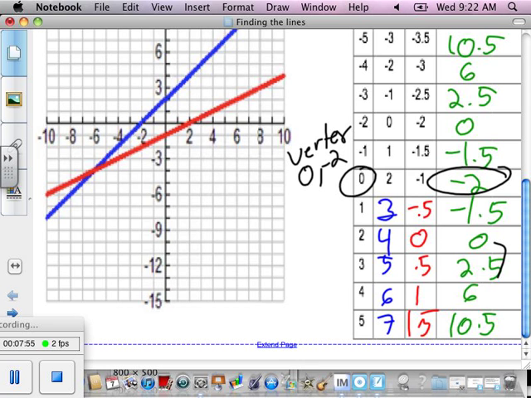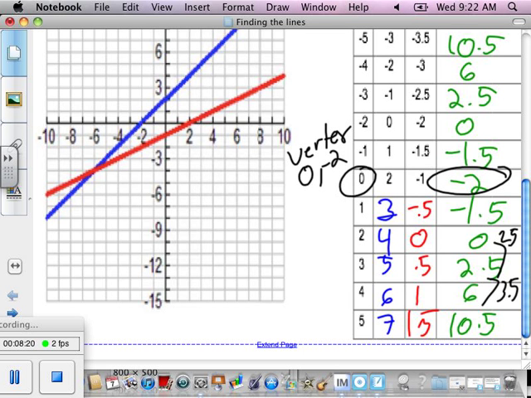0 plus what gives me 2.5? 2.5 plus what gives me 6? I added 3.5 to 2.5 to get 6. Where do you get 3.5? Because I'm trying to find the difference between 2.5 and 6. Just subtract it. 6 minus 2.5 is 3.5.